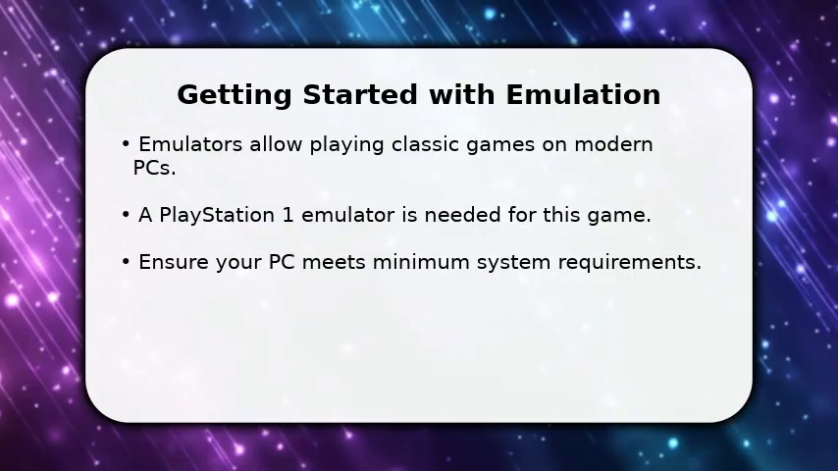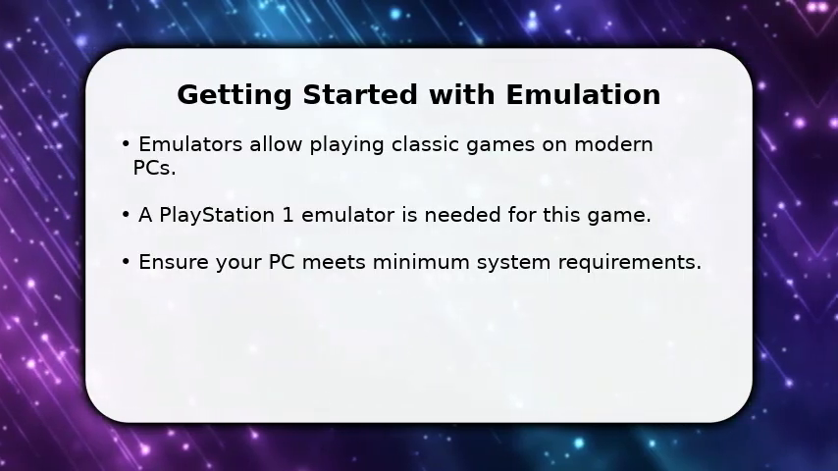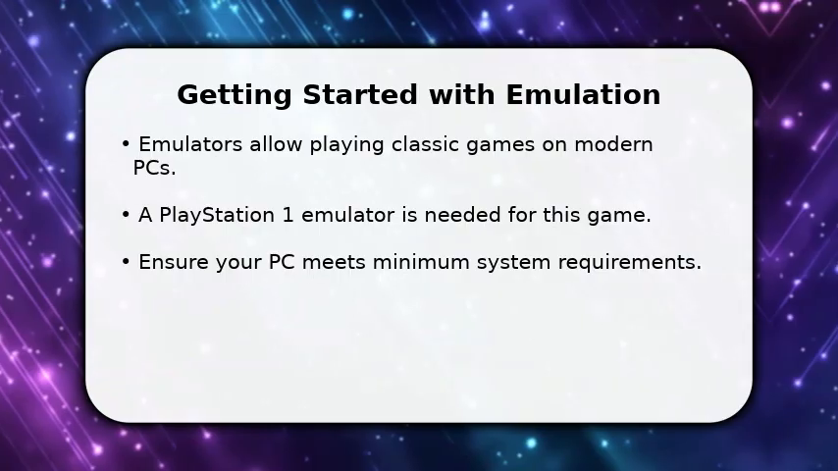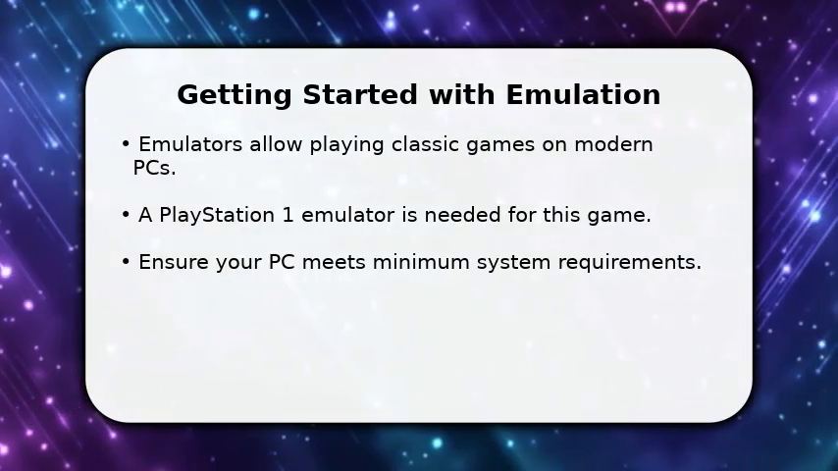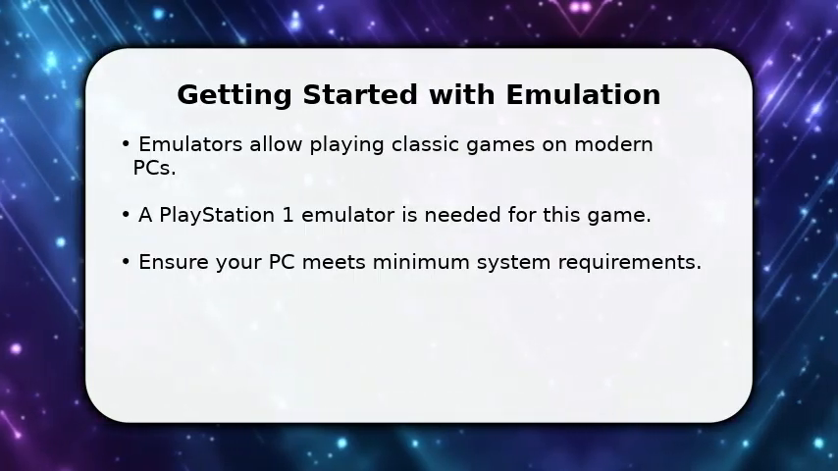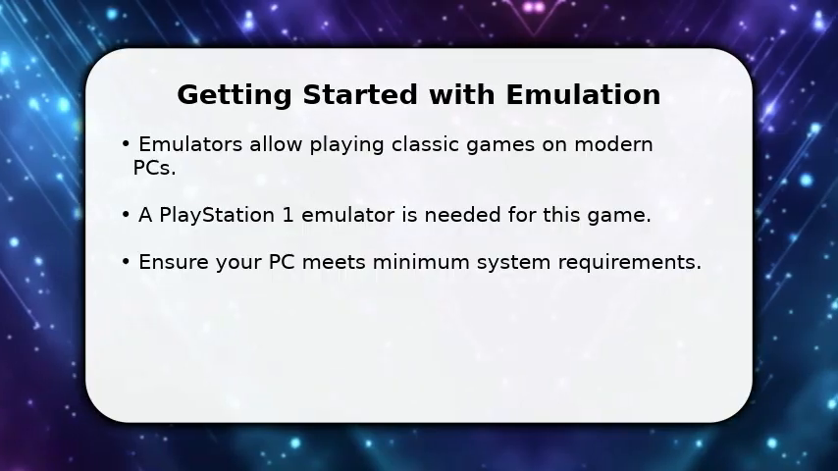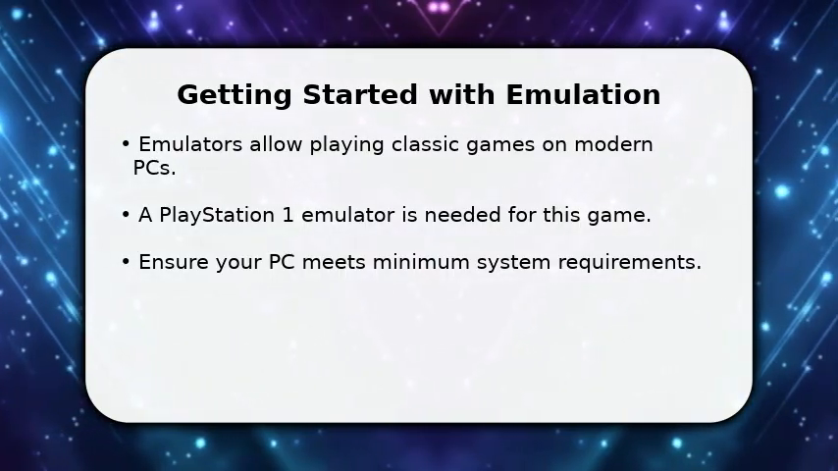In this video, I will explain how to play Castlevania Symphony of the Night on PC. First, you'll need an emulator, which is software that mimics a PlayStation 1 console. This allows your computer to run the game. Make sure your PC has at least 2 GB of RAM and a decent processor for smooth gameplay. It's a straightforward process to get set up.